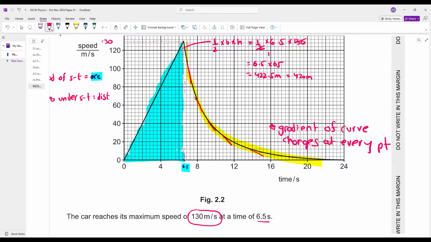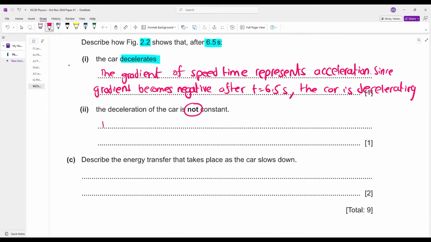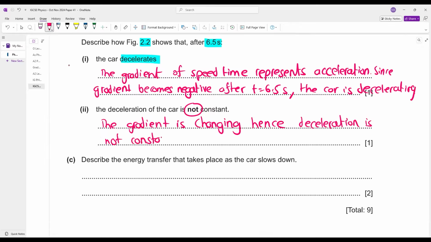बेटा अगर curve का gradient हर point पे change हो रहा है, the gradient of this curve is equal to deceleration. That means deceleration is changing constantly. So you can say the gradient is changing. Hence, deceleration is not constant. ठीक है, hence deceleration is not constant. Simple. Easy peasy lemon squeezy. आगे बढ़ते हैं जी, चलो आगे बढ़ते हैं.